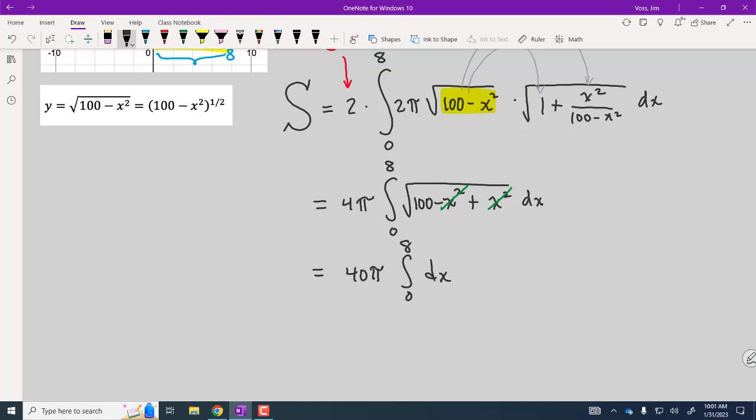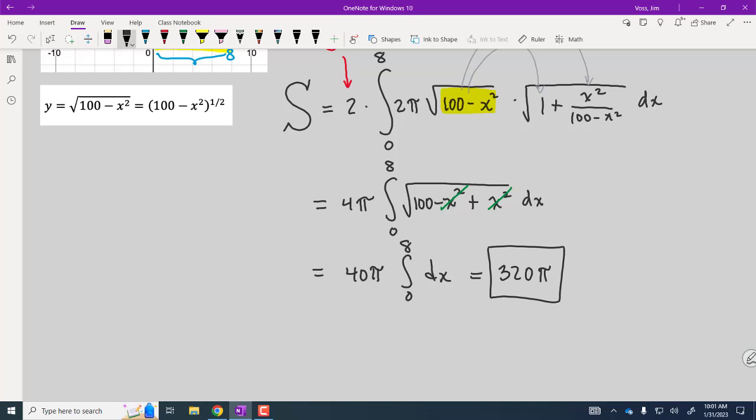And what's the integral of 0 to 8 dx? 8. Upper limit minus lower limit. Anytime we integrate a differential, that just means the length of the interval. So we are going to end up with 8 times 4, so 32 times 10 times pi. And that's it. That will be the surface area.